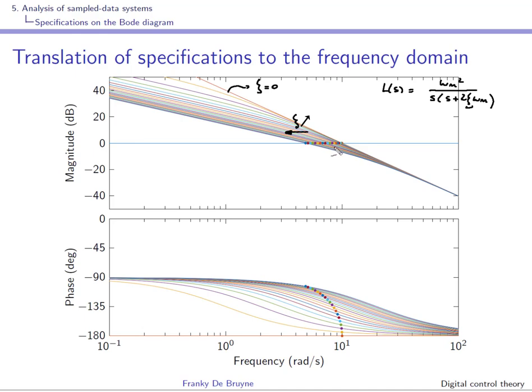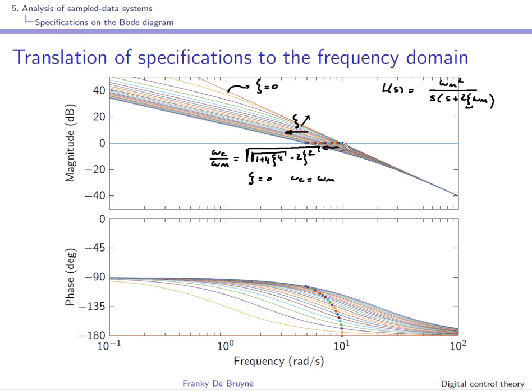You can see here that the crossover frequency is decreasing. The formula says that omega c divided by omega n is the square root of the square root of 1 plus 4 times zeta to the power 4 minus 2 times zeta to the power 2, right? If you put zeta is equal to 0 in here, you can see that this will produce a 1. So we have omega c is equal to omega n, and this is indeed the case.